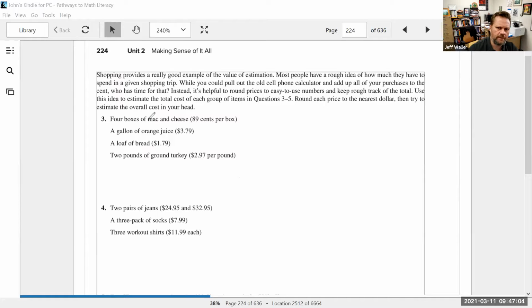So I've got 4 boxes of mac and cheese for 89 cents a box. Personally, I would round up to the nearest dollar. So you make this $1. Now you can figure out that would be $4 total, right? Because you've got 4 boxes at $1. You could round this up, you could round this up, and that definitely will be an overestimate. But again, you want to overestimate when it's money you're losing, right?